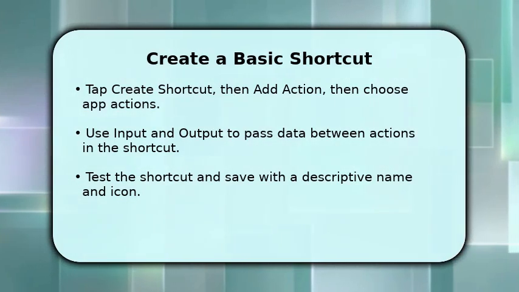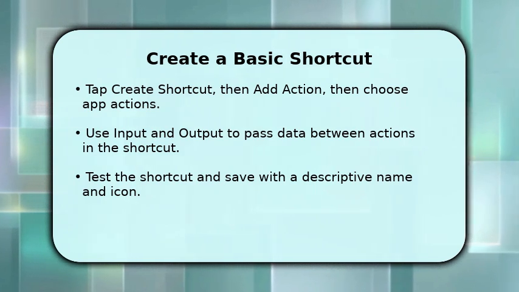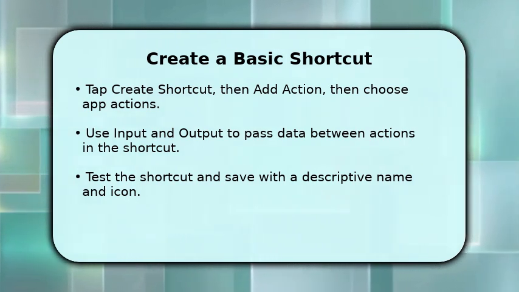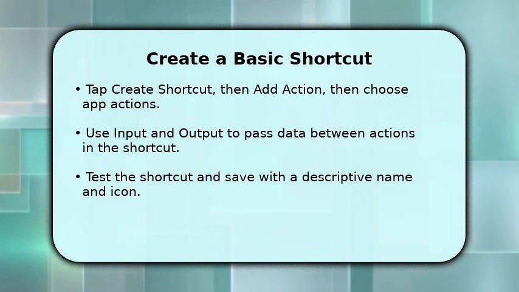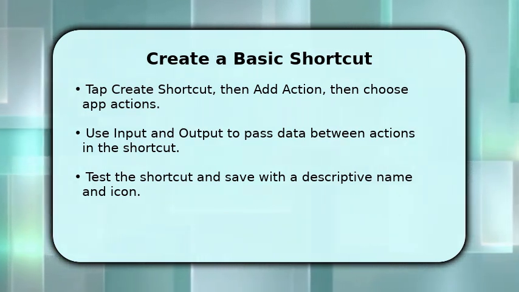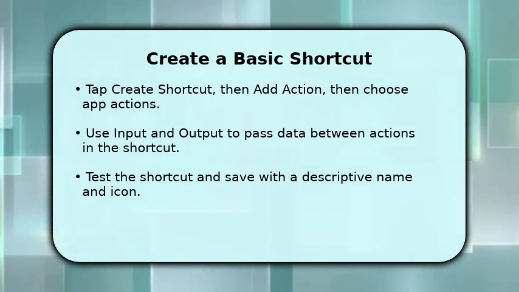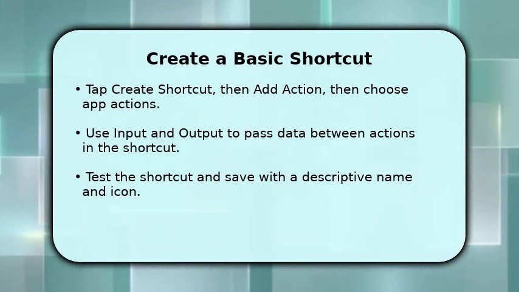Tap Create Shortcut, then Add Action, then choose App Actions from the list. Select actions such as Get Contacts, Compose Email, or Resize Image to build a workflow. Use input and output to pass data between actions in the shortcut. Insert variables like clipboard, selected text, or current date for dynamic behavior.